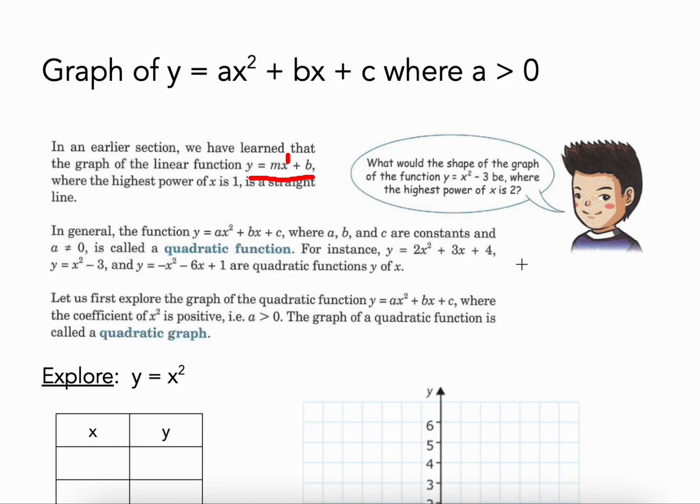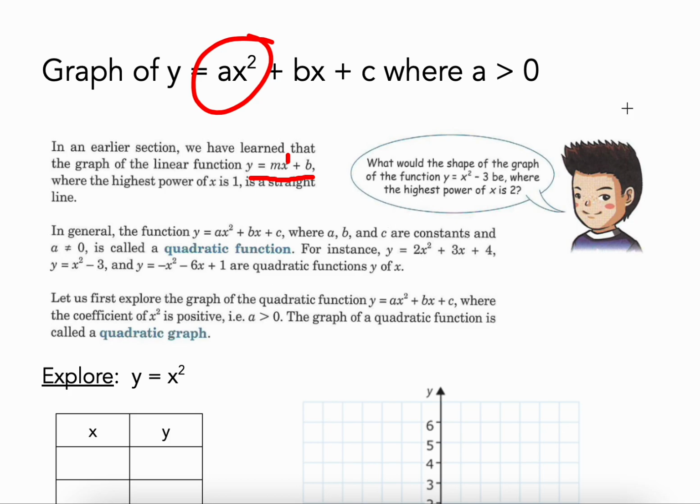Here are some examples. Y equals 2x squared plus 3x plus 4. Y equals x squared minus 3. So the middle term can disappear, but we really are looking at a quadratic equation, what its graph will look like, when we do still have that square term. So y equals negative x squared minus 6x plus 1. Those are all quadratic functions. So it's very important that that first term with the x squared maintains that original shape.